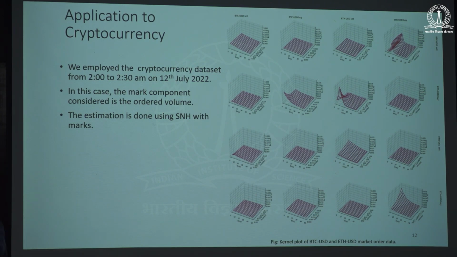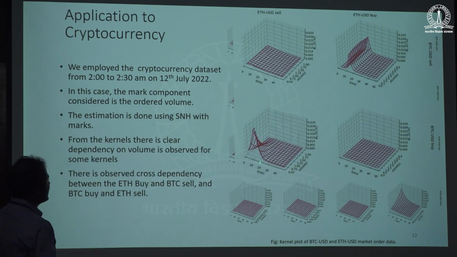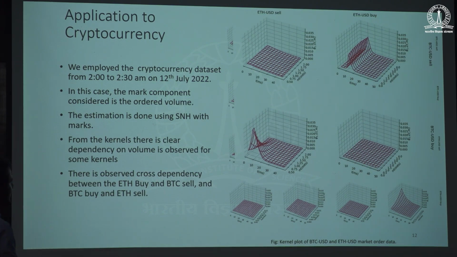When you see Aditya's results, you only see self-dependency, that is, dependency along the diagonal only. Here there is also mutual dependency that is easily visible, and this mutual dependency depends on the marks also. Here the marks are the order volume. So you can see that there is self-dependency and also cross-dependency. Zooming in, this cross-dependency says that it exists between Bitcoin sell and Ethereum buy, and Ethereum buy and Bitcoin sell, Ethereum sell, sorry.